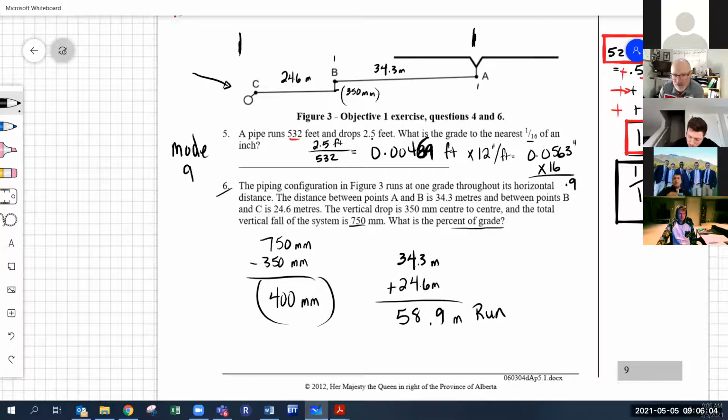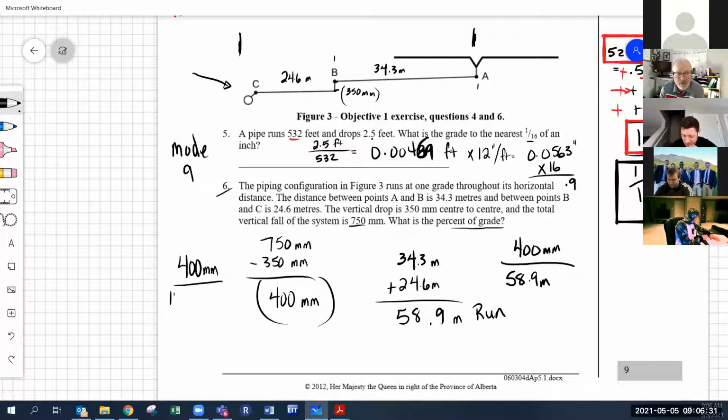So the formula triangle will say I take my drop or rise and divide it by my run. But we have a problem here. We have two dissimilar increments of measure. So I will have to convert one to the other. And what I'll do is I'll take 400 mils and I'll divide it by 1,000 millimeters per meter to get 0.4 meters. So I will change my 400 mils to 0.4 meters.